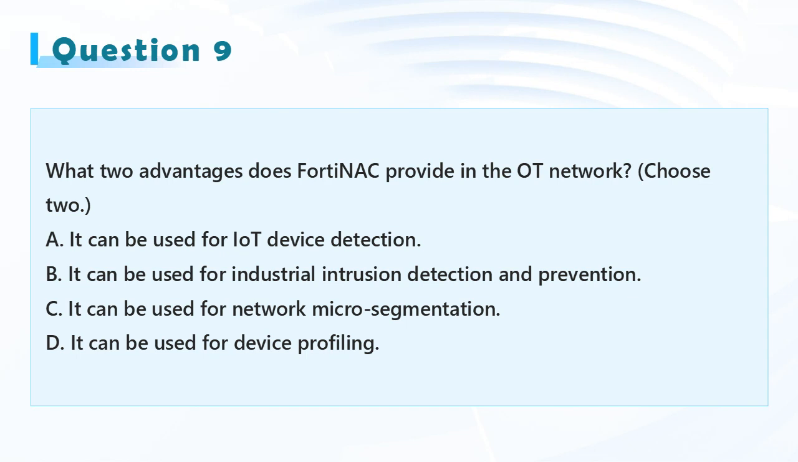Question 9. What two advantages does FortiNAC provide in the OT network? Choose 2. A. It can be used for IoT device detection. B. It can be used for industrial intrusion detection and prevention. C. It can be used for network microsegmentation. D. It can be used for device profiling.